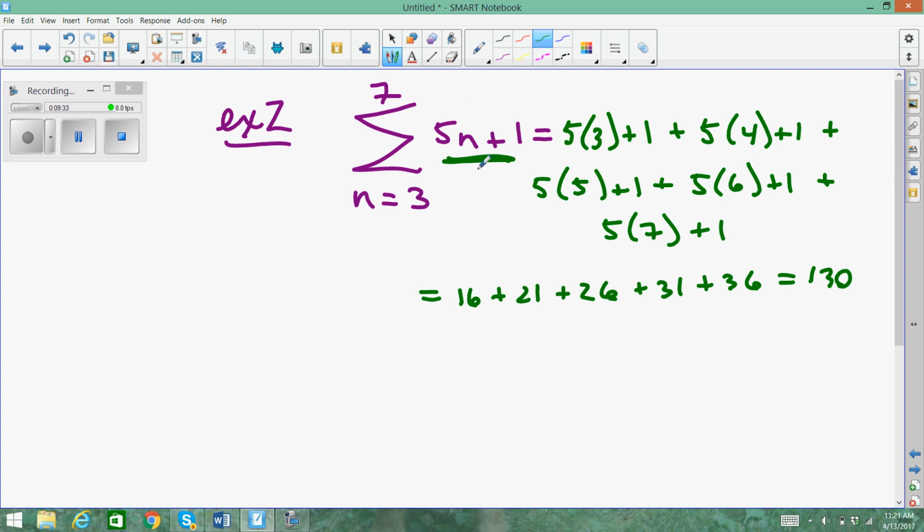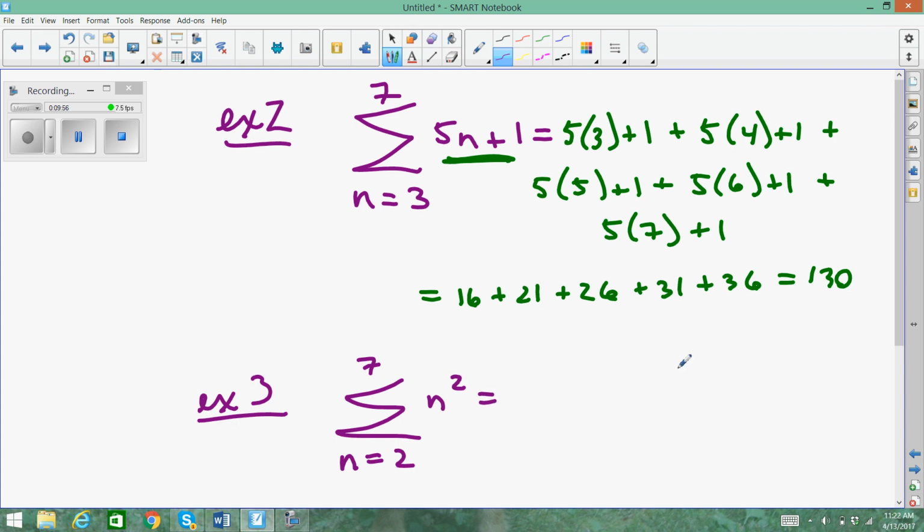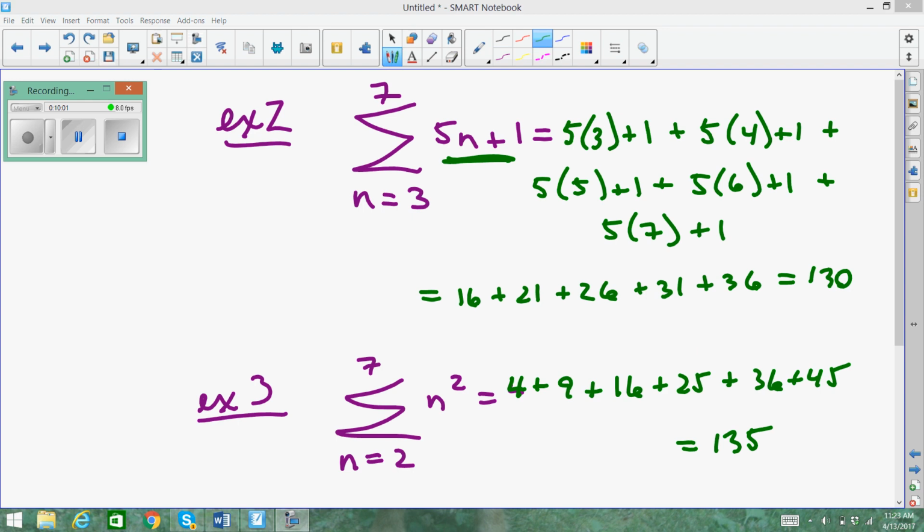Does sigma only work with arithmetic sequences or linear sequences? Absolutely not. The beauty of it is you can use any rule you want. Whoa. So let's look at another one. And let's start at n equals 2 and go up to n equals 7, and the rule will be n squared. So try that one on your own. Okay, hope you got it right.